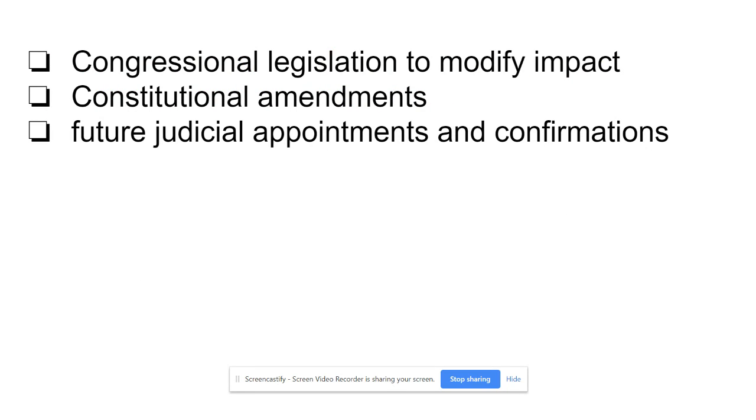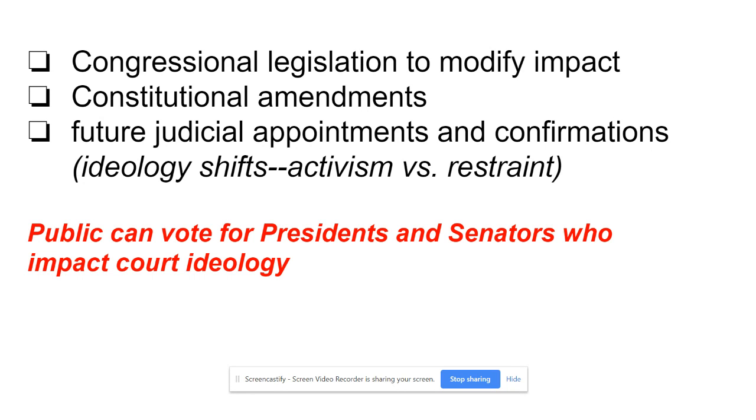Another thing you could do to change the Supreme Court decisions: future judicial appointments and confirmations. So if the president wants to change a case, then when he gets a chance, he can change judicial appointments. And then on the Senate side, the Senate can confirm judges that they agree with. So you're appointing judges that have the same philosophy as you, maybe activist or restraintist. So that's the second part of this.